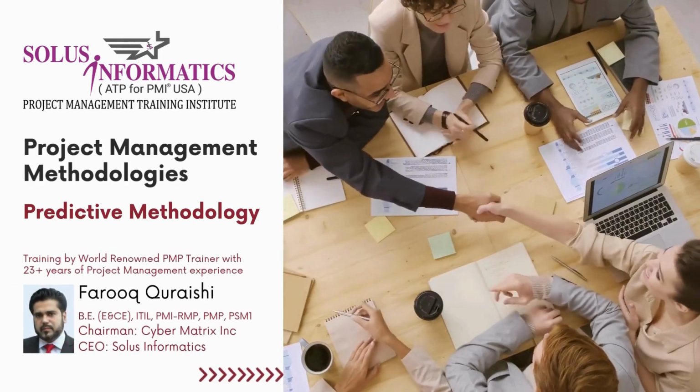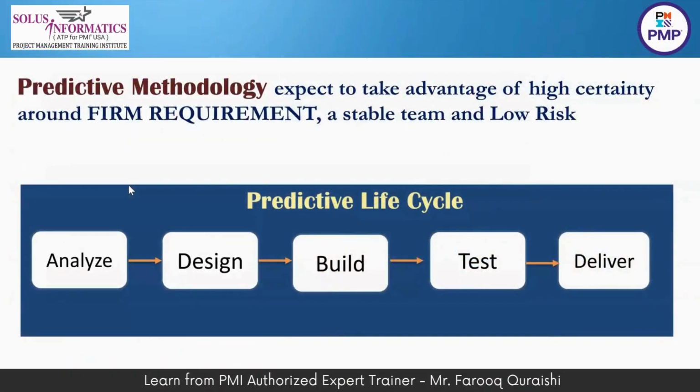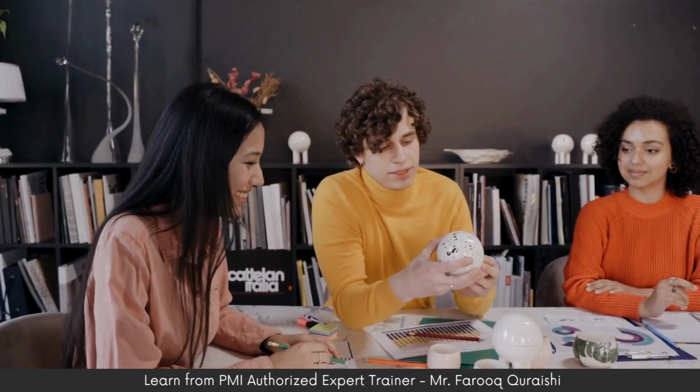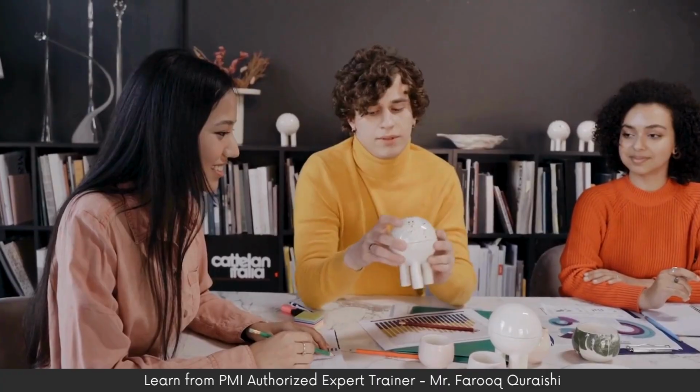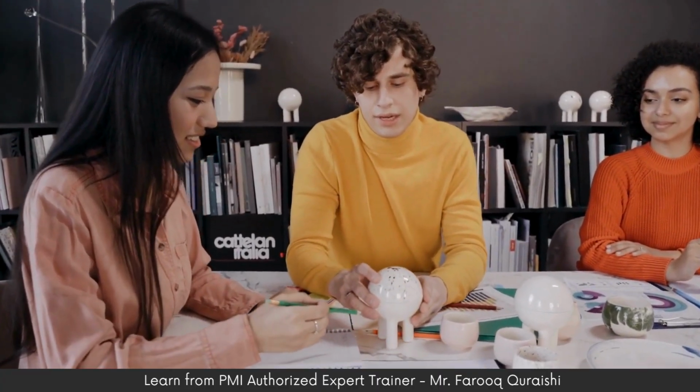Say predictive approach, this is also called the linear approach. Project lifecycle stages are performed one after the other in the predictive approach. They first do the requirement analysis 100%, then they do the 100% designing, then they do the coding, build, then test, then deliver, one after the other.